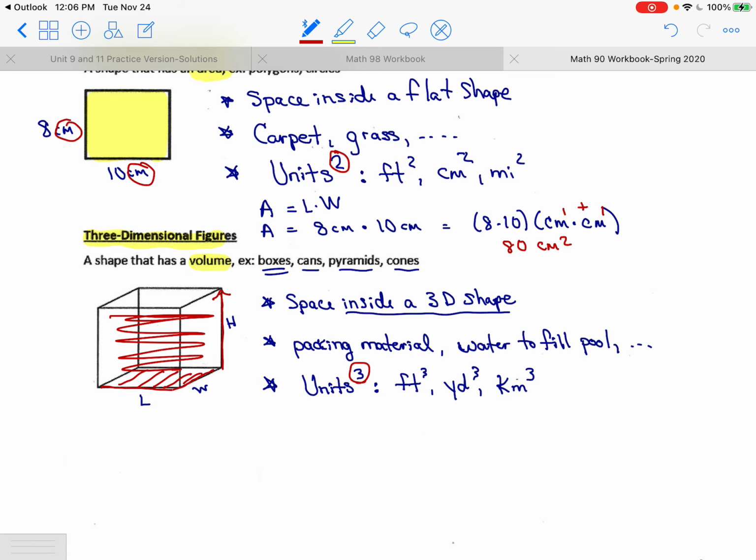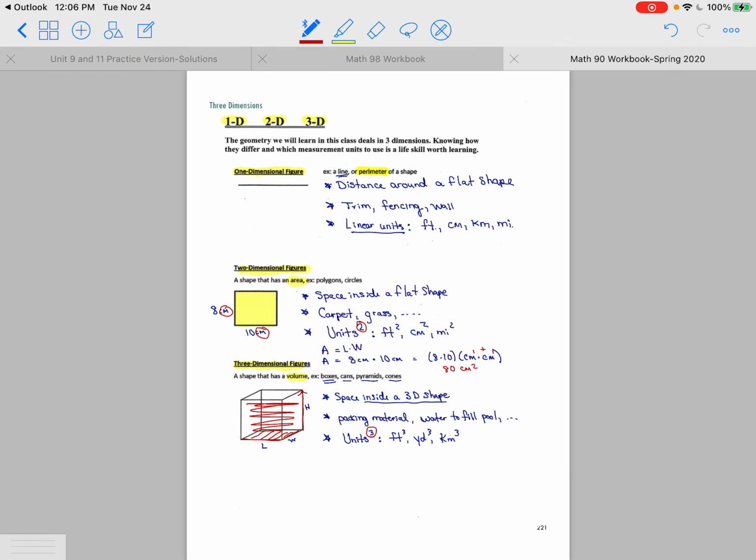All right, so that's kind of just a little synopsis of the different dimensions and the units that we are required to use for those.